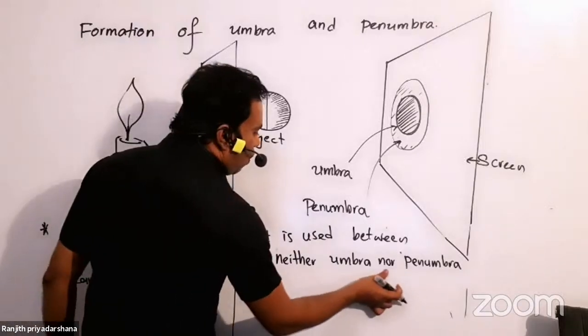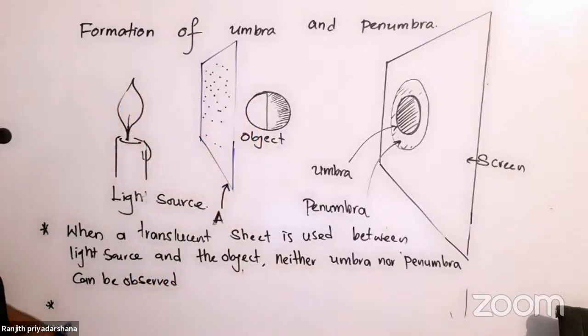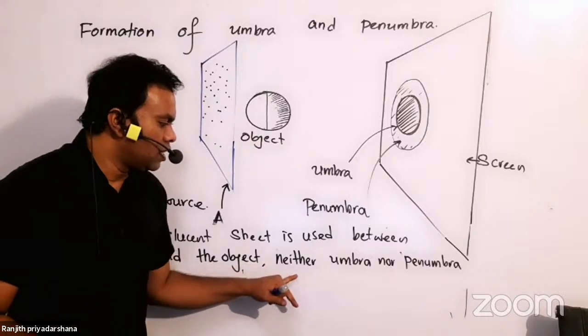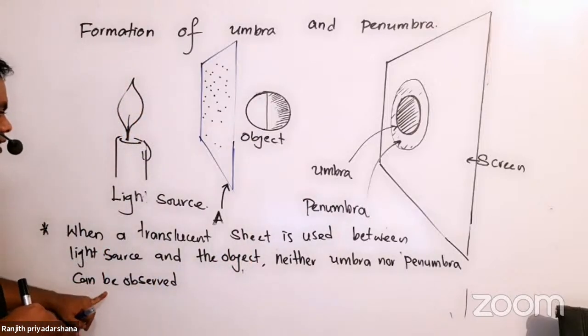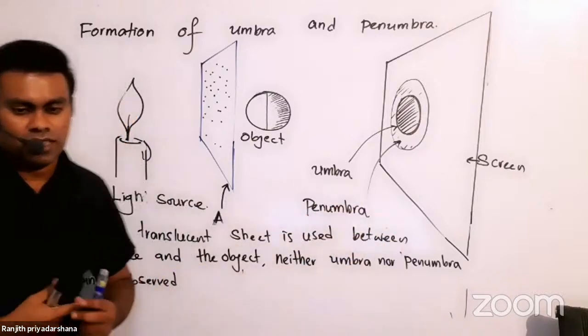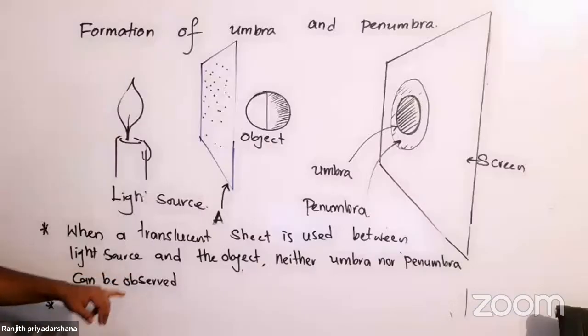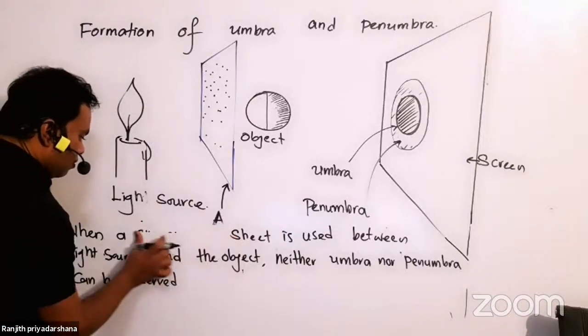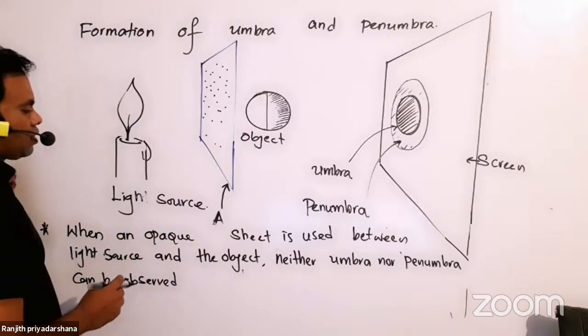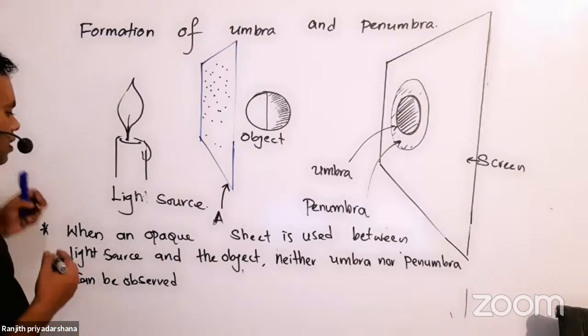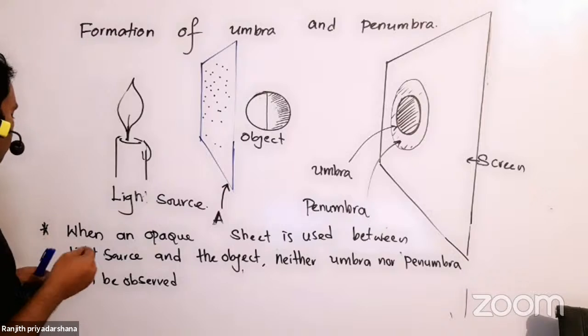Why is that? Neither and no already carry the meaning of 'not', so if you put 'cannot be' here, the meaning changes. So please say again: when an opaque sheet is used between the light source and the object, neither umbra nor penumbra can be observed.